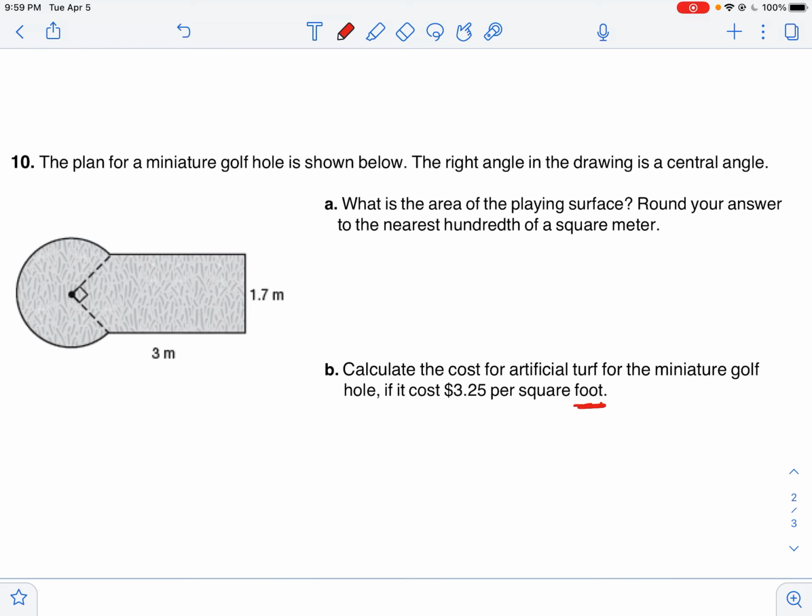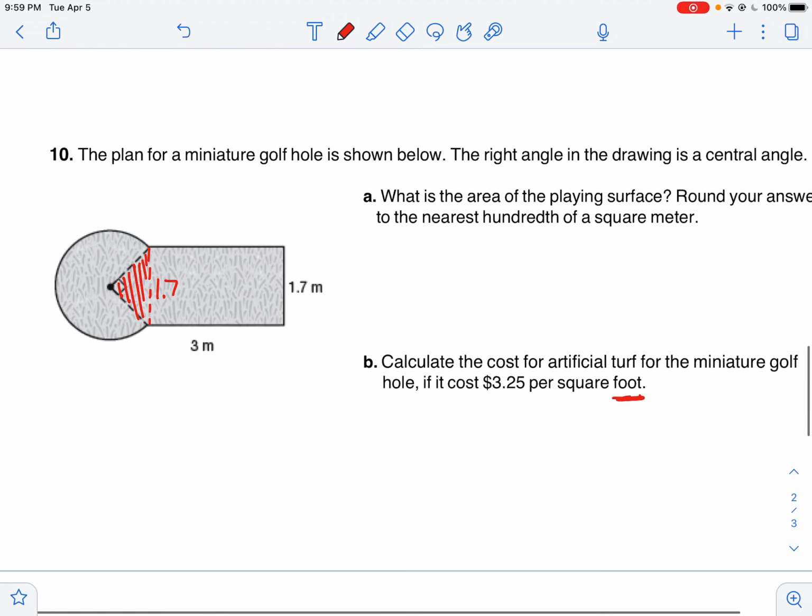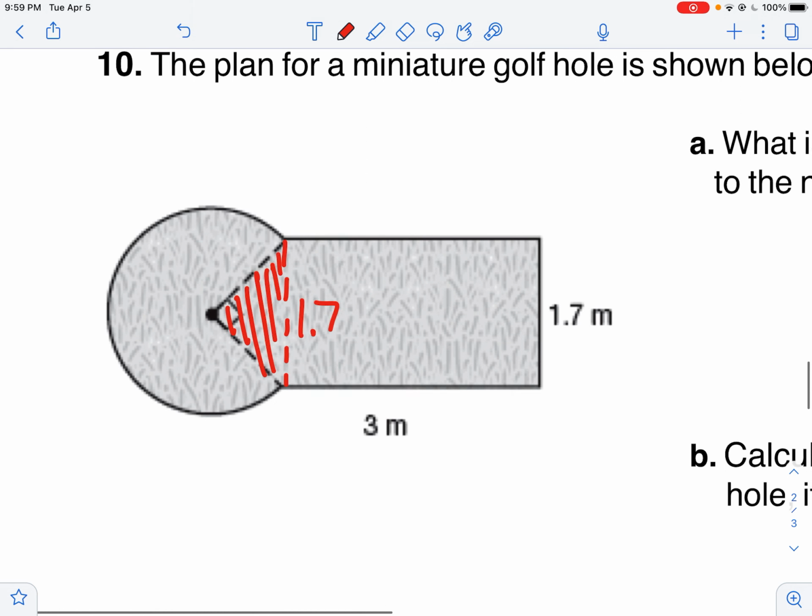So first thing I might do here is let's split this up into a rectangle, a triangle, and a circle. Now 1.7 is the opposite side there. This would be 3 meters. And what I'd really like to find out is what is the radius of that circle.